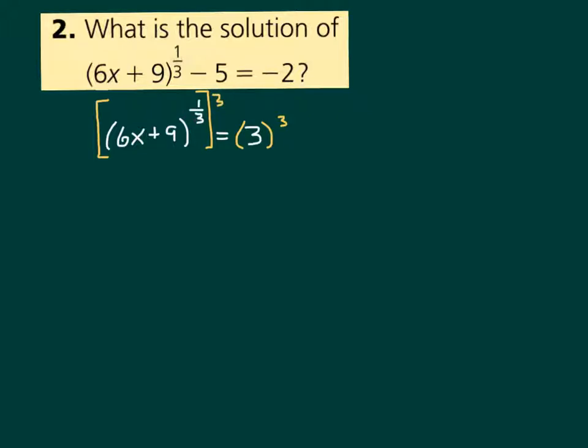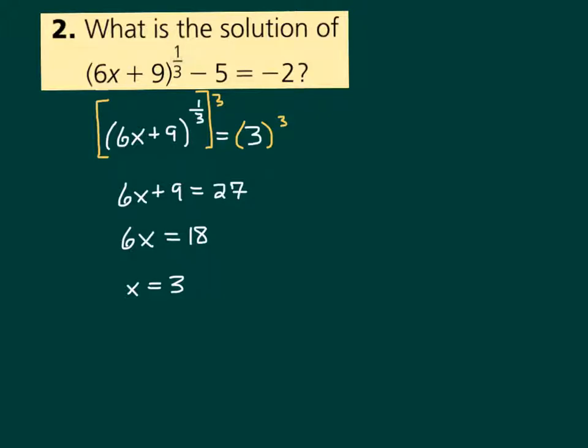What is 1/3 times 3? 1. So now we have 6x plus 9 equals 27. From there, it's very basic. Subtract the 9 from each side. Divide each side by 6. At which point we need to check our answer.